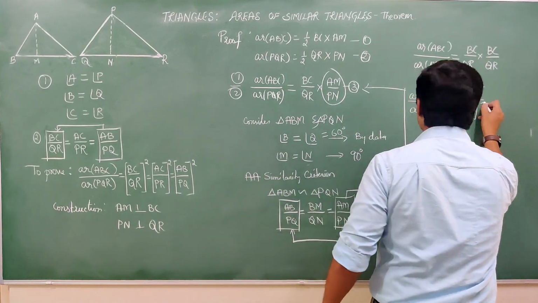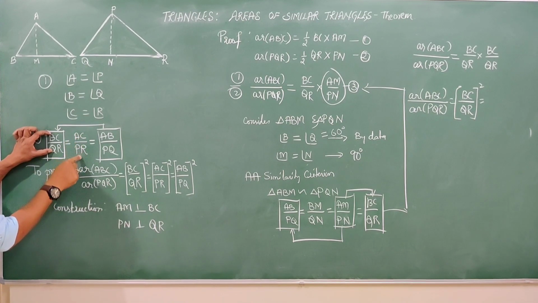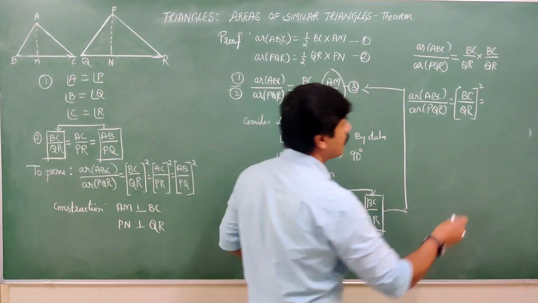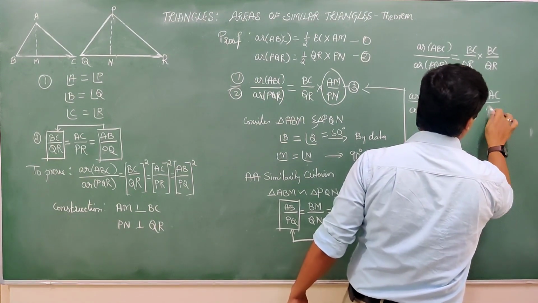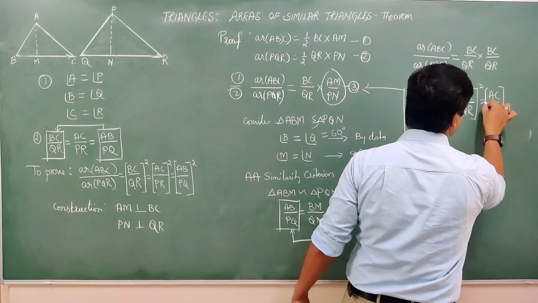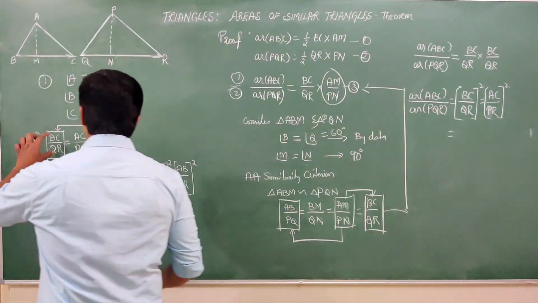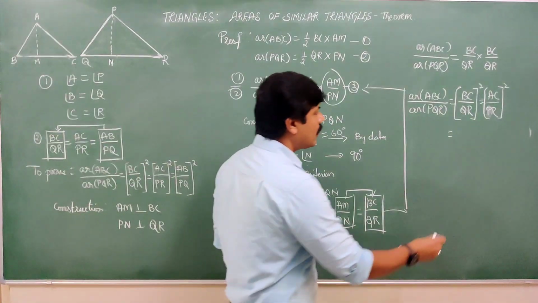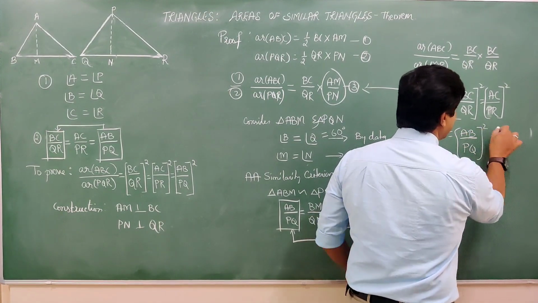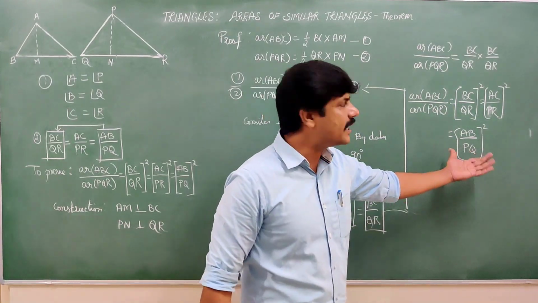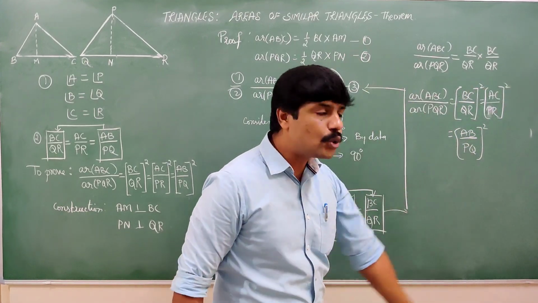Now see properly. BC by QR is equal to AC by PR. Therefore, AC by PR whole square is also equal to it. It is also equal to AB by PQ. Therefore, AB by PQ whole square. Any corresponding sides, you can take the square of the ratio of the corresponding sides. This is the square of the ratio of the corresponding sides. Thus, we have proved it.